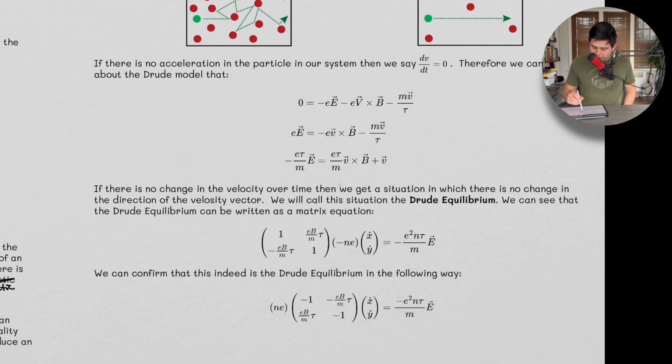And so we can bring this to the side of the equation. We get this right here then. Okay. Then we can say, well, okay, let's divide both sides by m and multiply both sides by tau. And so we get this. Okay. So nothing too fancy yet.